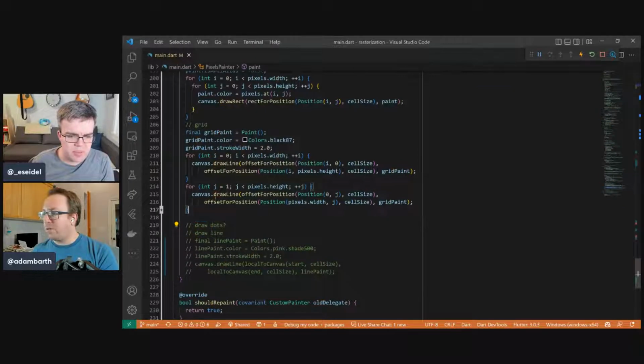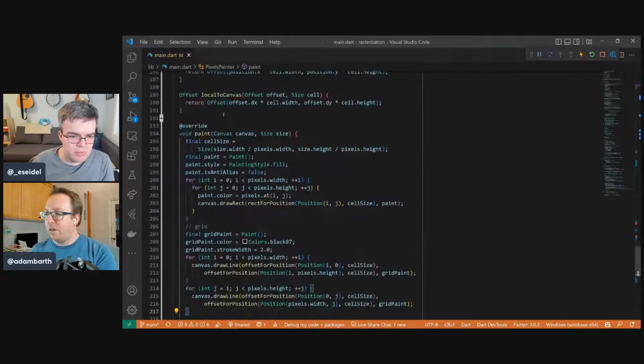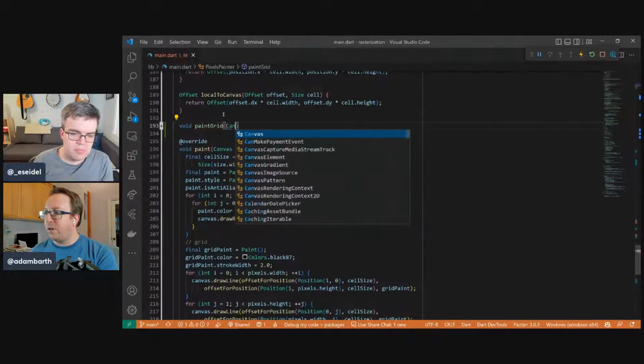So what is this? Why is it drawing lines? Oh, this is the grid. Yeah, it's just drawing our beautiful grid. Okay. So now we need this equation from Wikipedia. So I'm just going to try to type the equation into code here.